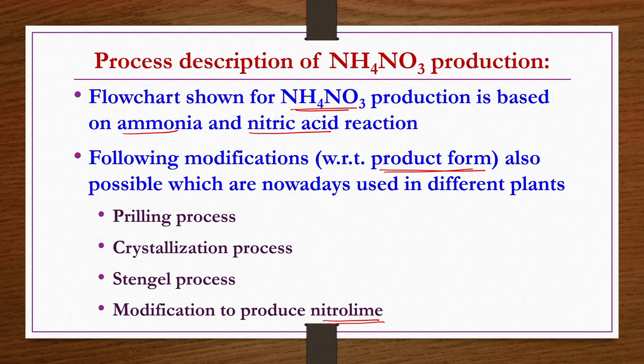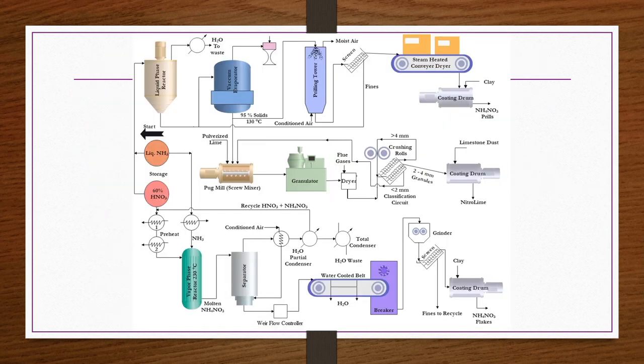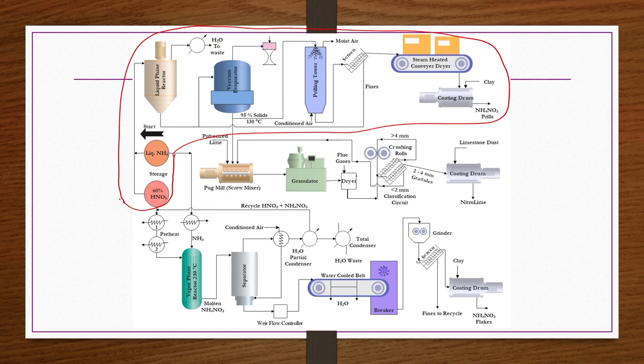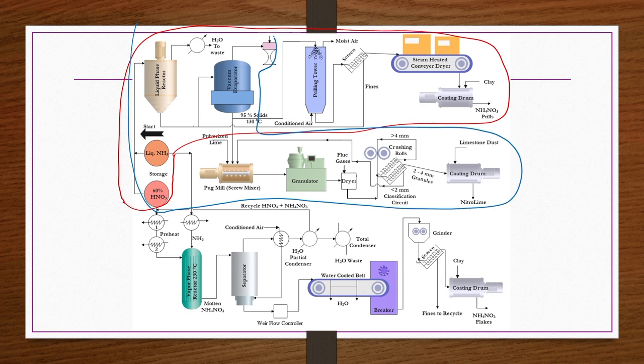So now we will see all of them through a flowchart as well as the process description. So this is the flowchart. What we can see here is that it has three processes, right? This path, from ammonia and then nitric acid, to producing these prills or spherical crystals of ammonium nitrate, is nothing but the prilling process. And if you follow from this reaction after this point, if you take this section, then this is the nitrolime production process, and this is the prilling process.